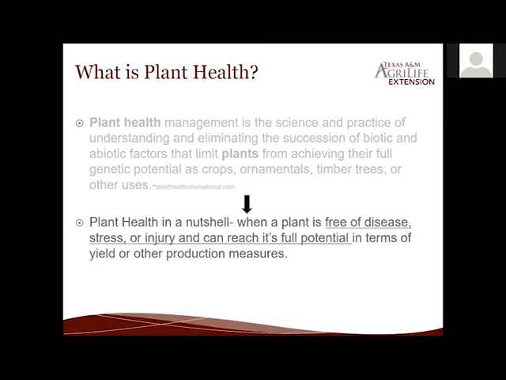All right, so what is plant health? Plant health, in a nutshell, is when a plant is free of disease, stress, or injury and can reach its full potential in terms of yield or other production measures. This may be flowering. It just really depends on what your scenario is. So there's a ton of different definitions of plant health in textbooks. Every textbook will have its own, but generally all of them will focus on this.